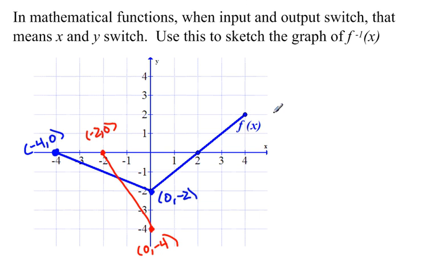And then next, we'll take our last point that we need to finish the graph. This is out here at 4, 2. And when we switch x and y, we end up at 2, 4. And we can connect that to the last point. And we have just drawn the inverse. So this blue one was the original function f. And in red here, I have f inverse of x.